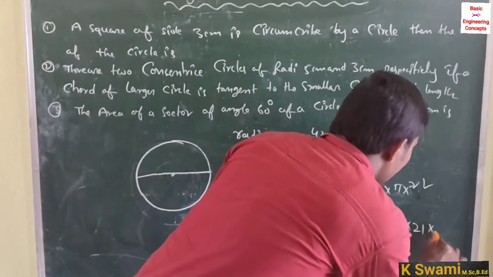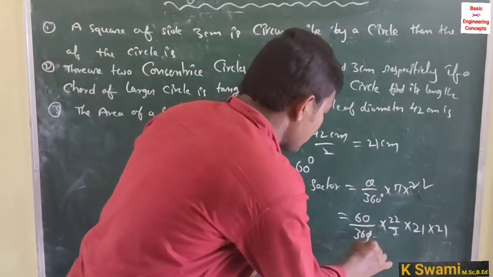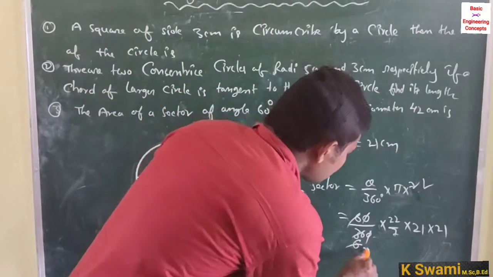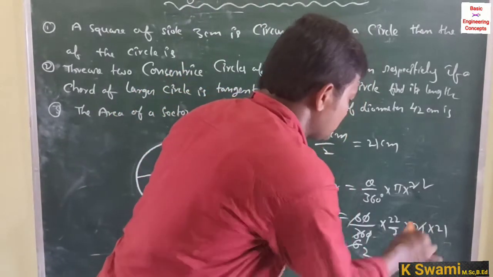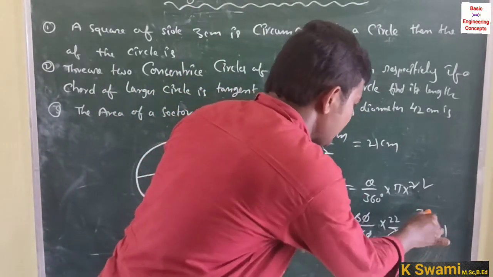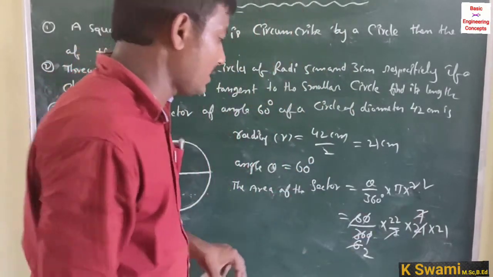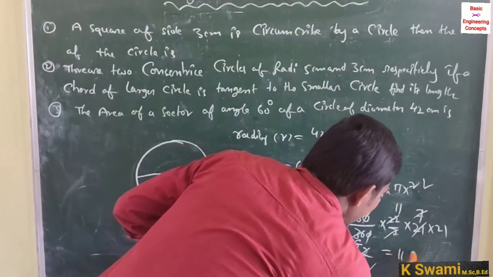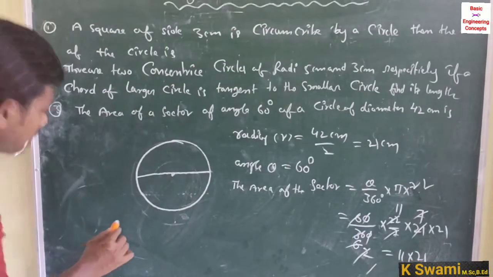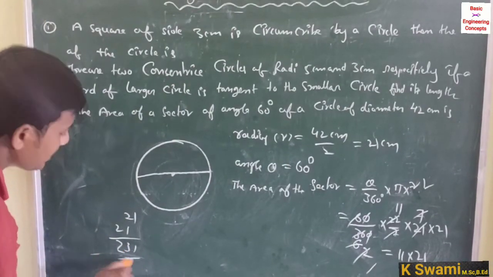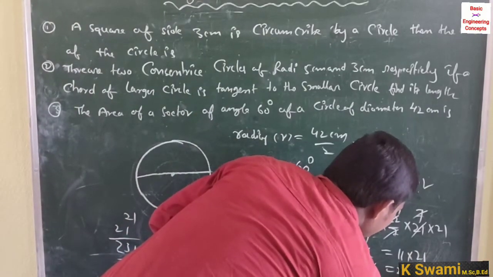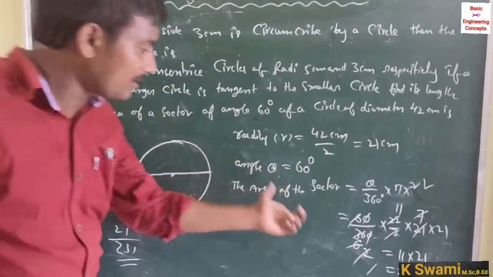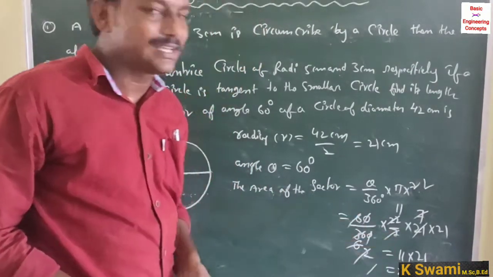r square means 21 into 21. Remaining, zero cancels with zero, 6 1s are 6, 6s are, and 3 2s are 6, 3 7s are 21. Again 7 1s are 7. Remaining 22 into 21 by 2, 2 1s are 2, 11s are. So finally 11 into 21, which is 231. 231 centimeter square. So the area of the sector is equal to 231 centimeter square.